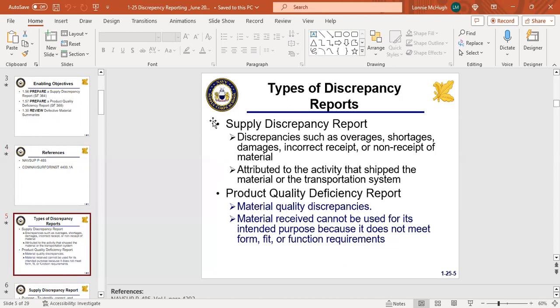And so a main distinction I really want to make with SDRs: if it is coming from a vendor or a commercial entity outside of the government, you will submit an SDR for any dollar value. If it is a government entity, it is anything that's $100 or over. And then there's also a bunch of other options, and we'll talk about those in just a little bit. And then the quality deficiency report is if the material does not meet specs. So this is typically associated with safety issues as well as just quality.